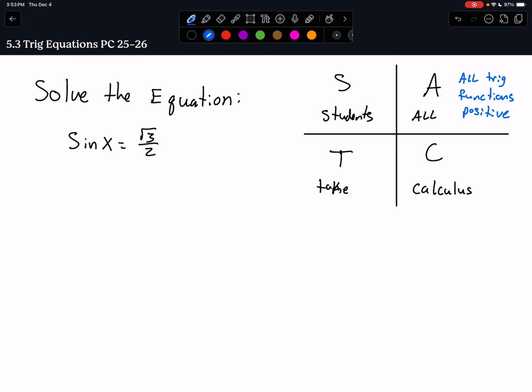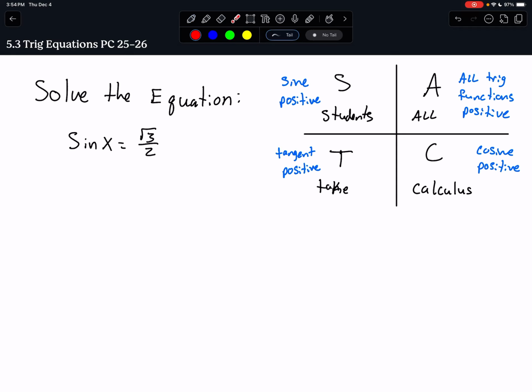In the second quadrant, sine is positive, which also means cosecant would be positive. In the third quadrant, tangent is positive, which also means cotangent is positive. All other trig functions are negative in quadrant 3. And in quadrant 4, cosine is the only one that's positive, and secant, of course. Okay, so having that acronym, all students take calculus, can help us remember in which quadrants the trig functions are positive and negative.